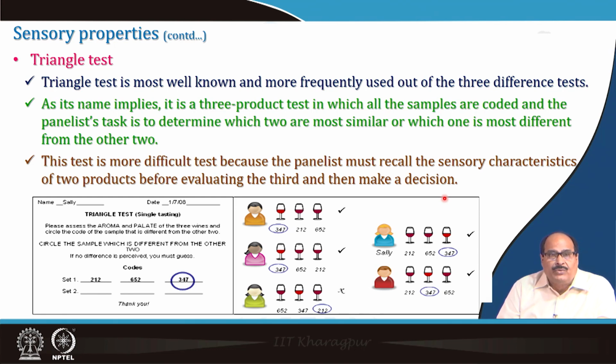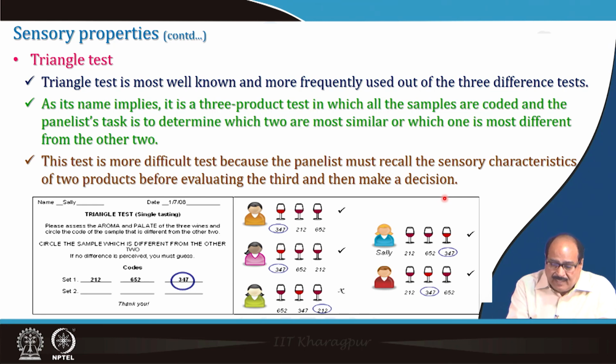The triangle test is the most well known and most frequently used of the three difference tests. As its name implies, it is a three-product test in which all the samples are coded and the panelist's task is to determine which two are most similar or which one is most different from the other two. It is a more difficult test because the panelist must recall the sensory characteristics of two products before evaluating the third and then make a decision.